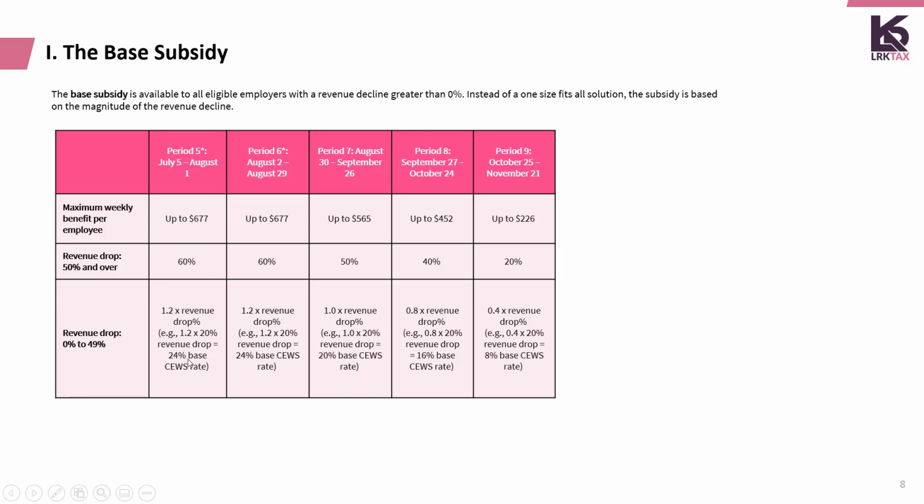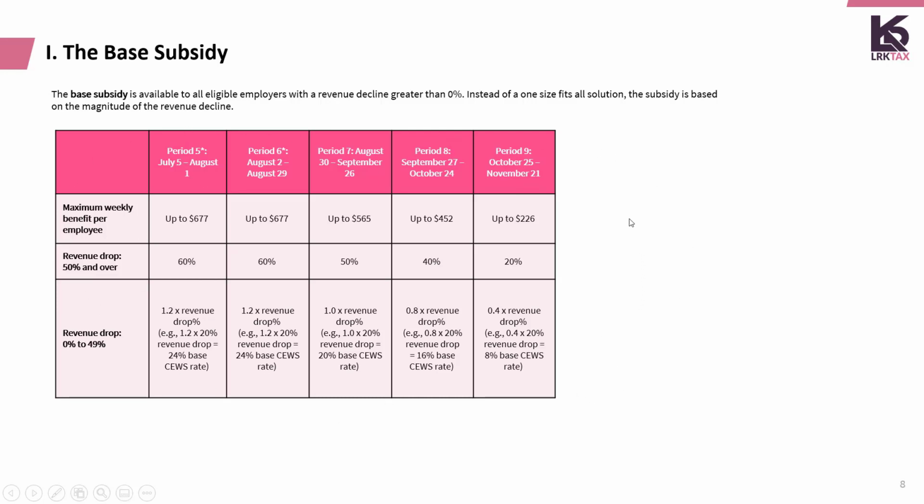meaning that rather than getting 60% reimbursement, you're only going to get a 24% reimbursement rate. At the other end of the spectrum, as you get to the end of the CEWS program, your multiplier is 0.4. Again, assuming a 20% revenue drop, you are looking at an 8% reimbursement rate for the wages paid in this period. So this is how you calculate the base subsidy.